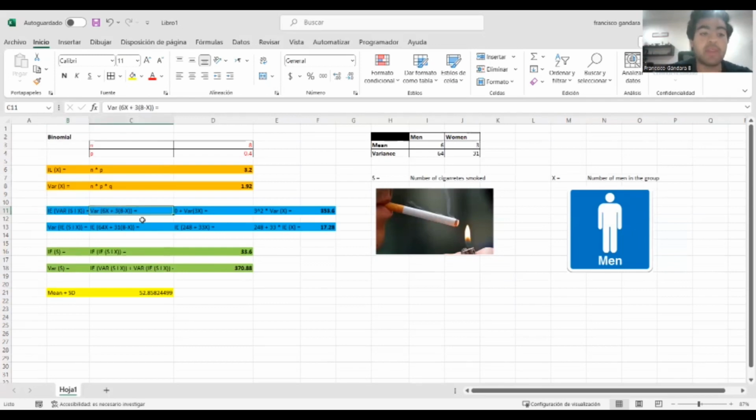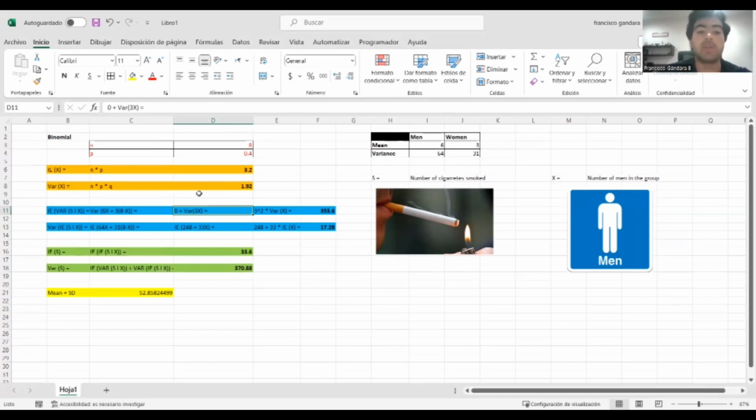We know that would be the variance of 6 times X plus 3 times (8 minus X). How do we know this? The 6X comes from the mean of men times X, plus 3, which is the mean of women, times the sample size minus the number of men in the group. So by doing that, it would be the variance of 24 minus 3X. We know that the variance of 24 is 0, so we can leave it apart.